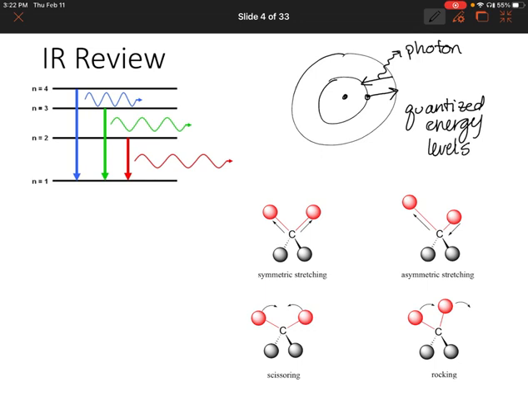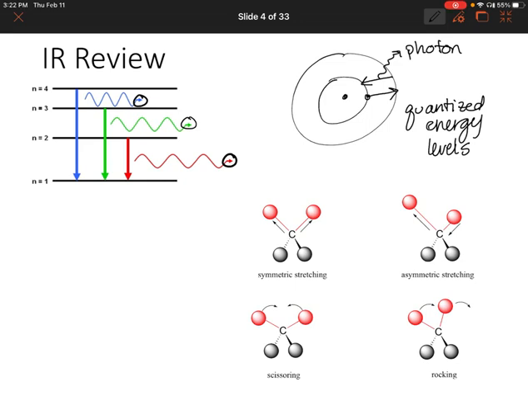So electrons can only exist at certain energy levels. Now, depending on how far an electron jumps and then how far down it relaxes, you can emit different types of light. So you might emit, for instance, blue light or green light or red light. It really just depends on the amount of energy that the photon has.